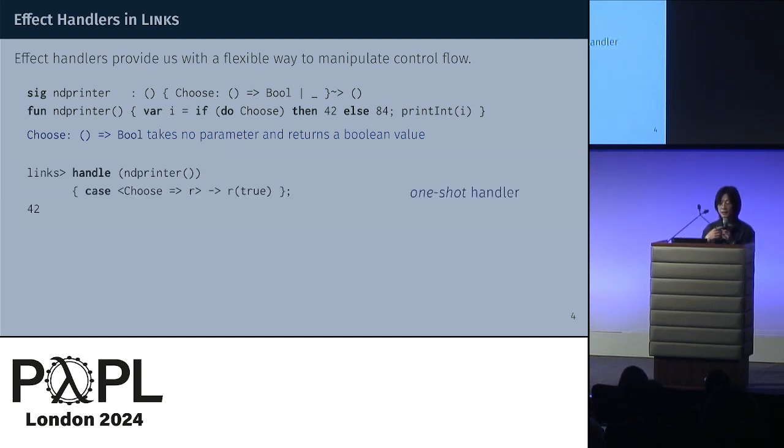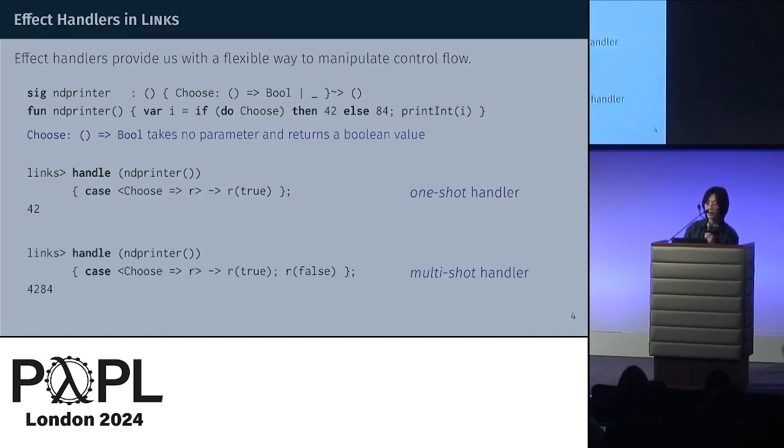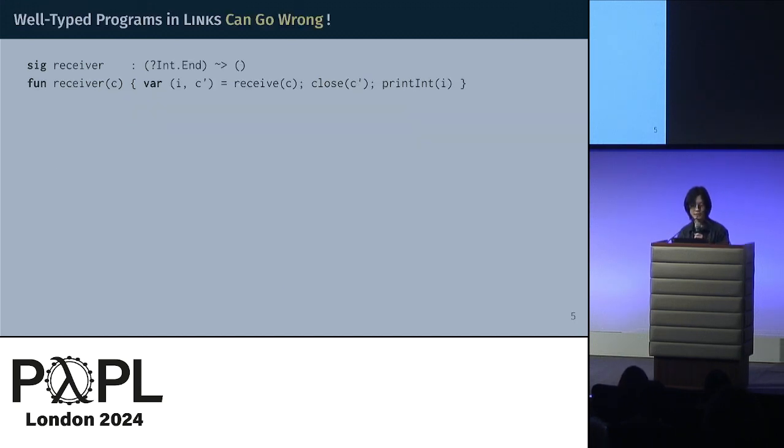And we can write a handler for it in Links. Here, the variable r is the continuation of the choose operation, and we invoke the continuation once with value true, so 42 is chosen and printed. We call this a one-shot handler because the continuation r is used only once. We can also use the continuation r twice, so both 42 and 84 are printed. This is a multi-shot handler, and we can use it to break the safety of linear types.